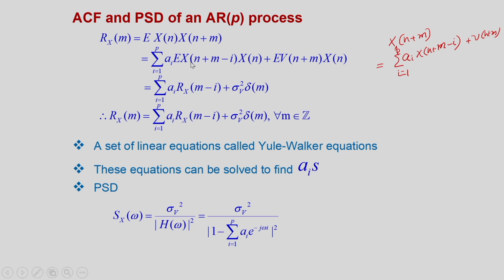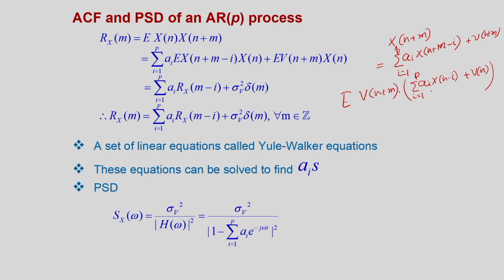Now, because x[n] is a WSS process, the first quantity will depend only on the lag n plus m minus i minus n, which is simply m minus i. So, the summation of a_i into Rx[m minus i], i going from 1 to p. So, Rx[m] is equal to the summation of a_i Rx[m minus i], i going from 1 to p, plus the expected value of v[n plus m] into x[n], which will give us sigma v squared into delta[m]. How? Because E of v[n plus m] into x[n] we can write with x[n] as the summation of a_i x[n minus i], i going from 1 to p, plus v[n].